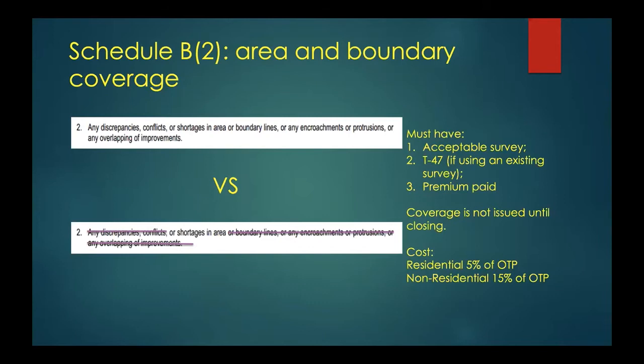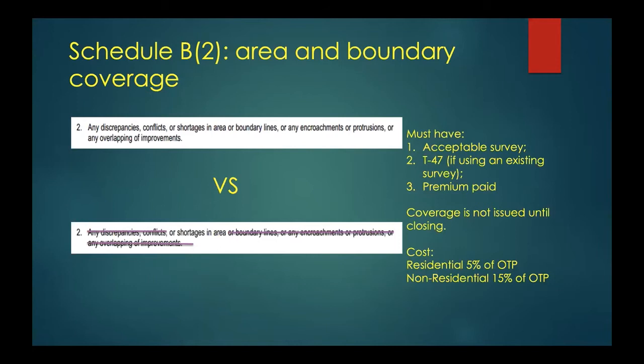When your client gets the coverage, which means we have to have a survey and they have to pay the premium, we take out all of those exceptions, basically meaning we do give coverage for those items minus the shortages in area. So we're in a spot now where if your client post-closing has a problem with one of these issues, they file a claim under the title policy and then we work with them to resolve the issue.